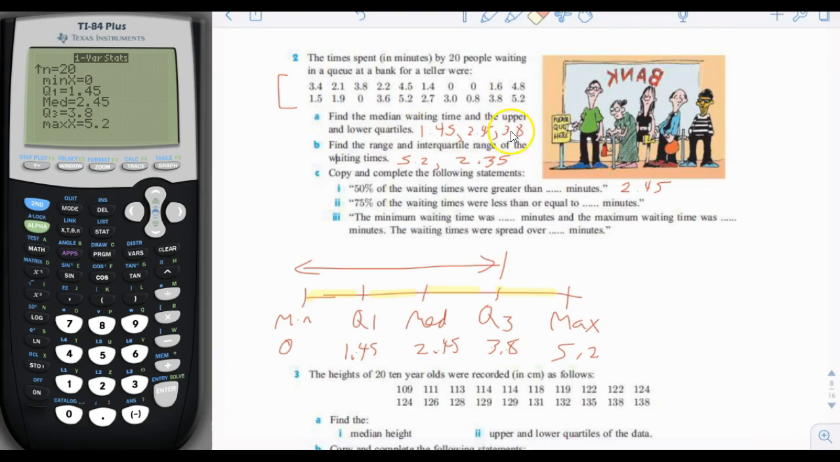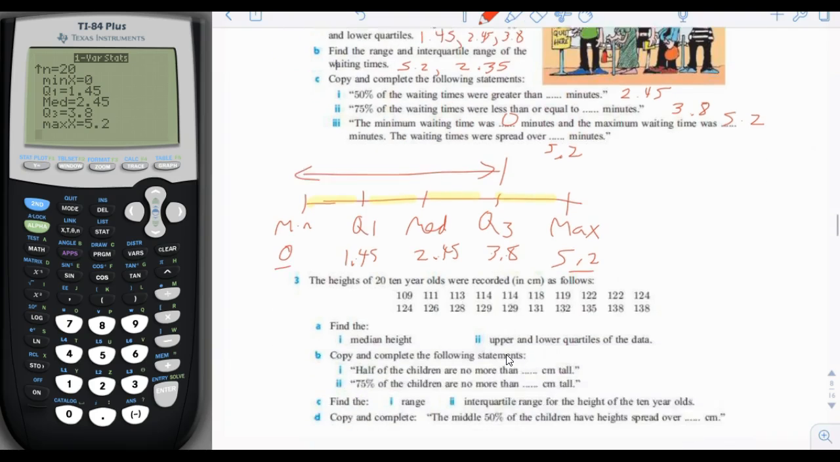To make things easier, I've transferred all the answers up here down here. So the number of people to the left of Q3 would be the number of people who waited less than 3.8 minutes. Okay, and then the next question says the minimum waiting time was 0, the maximum waiting time was 5.2, and the waiting times were spread over 5.2 minus 0, which is 5.2 minutes. Okay, moving on to the next one, last one.